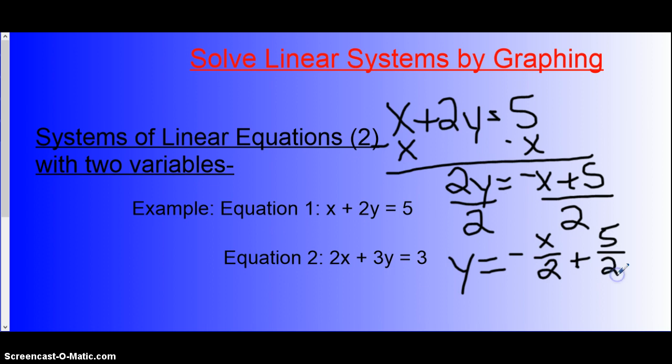Then this gives us a y-intercept of 5 halves, or 2.5, and a slope of, when you look at this, we've got 1/2, and I'll rewrite this. We would have a negative 1/2 times x plus 5 halves. That gives us a slope of negative 1/2.